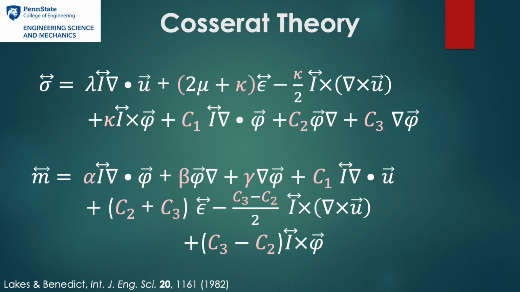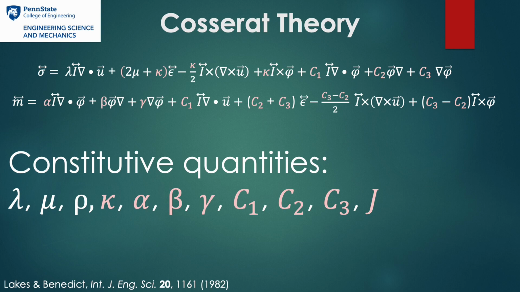Here they are, courtesy of Lakes and Benedict. Wow, wow, wow. See the curls. Also, we had 3 constitutive scalars before, lambda, mu, and rho. Now we have 8 more, kappa, alpha, beta, gamma, C1, C2, C3, and J.